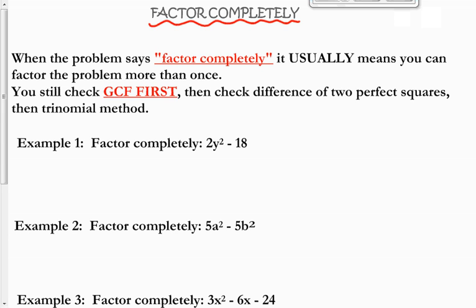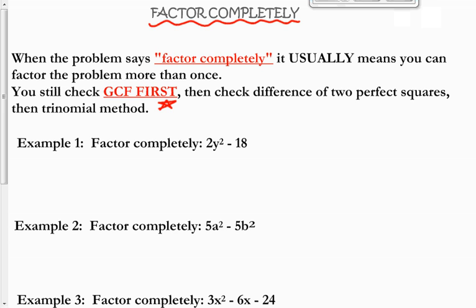So you're still going to check GCF first, just like we've been doing. If there is one, you're going to proceed with that. Then you would check your method 2, then you would check the trinomial method. So let's jump in and try example number 1.